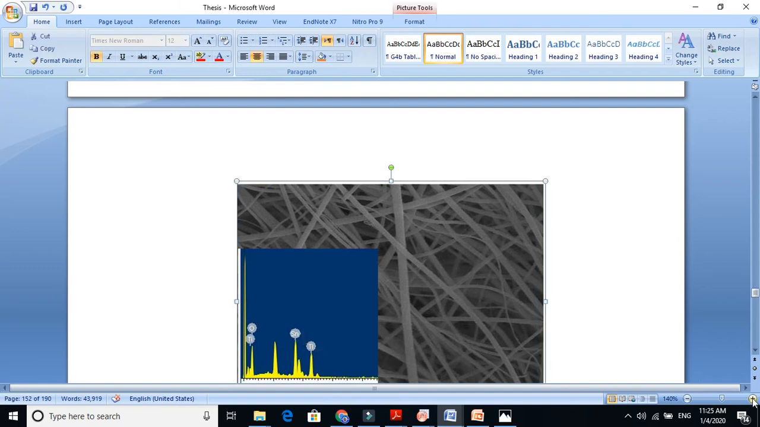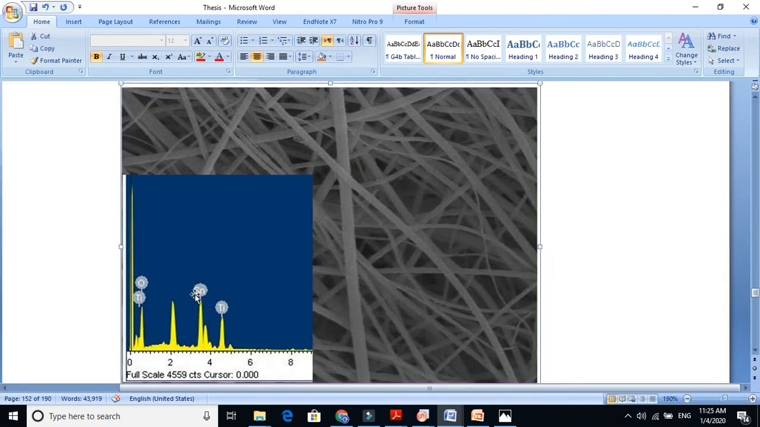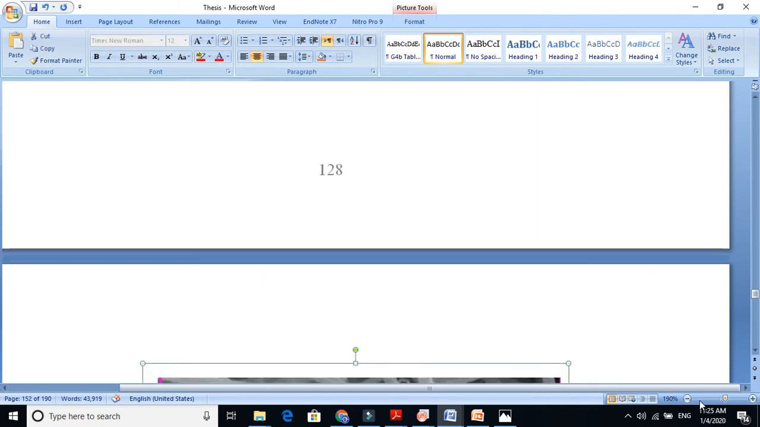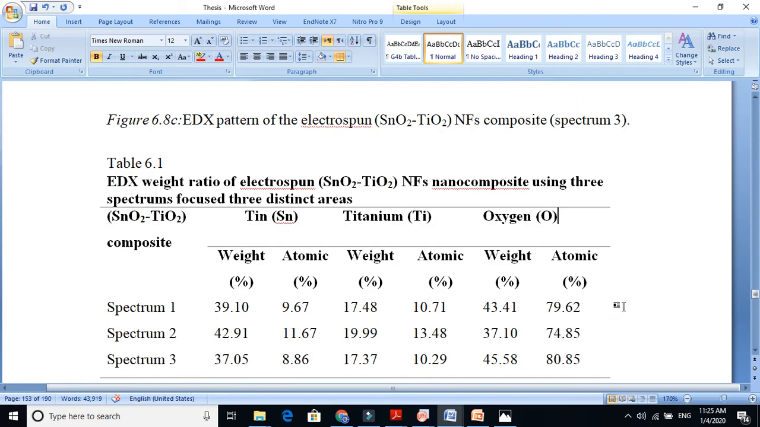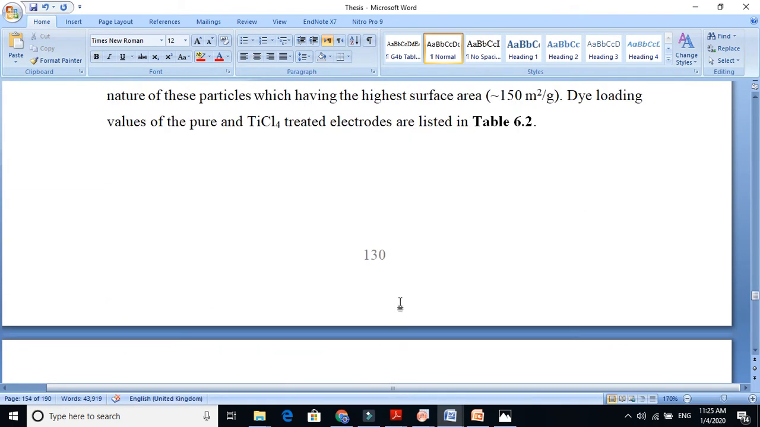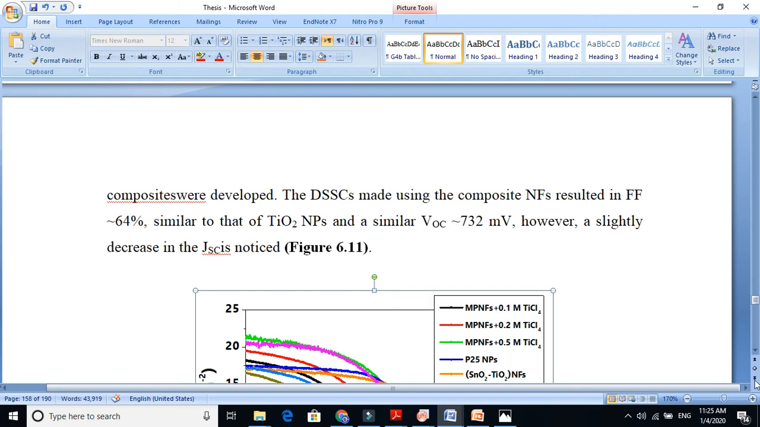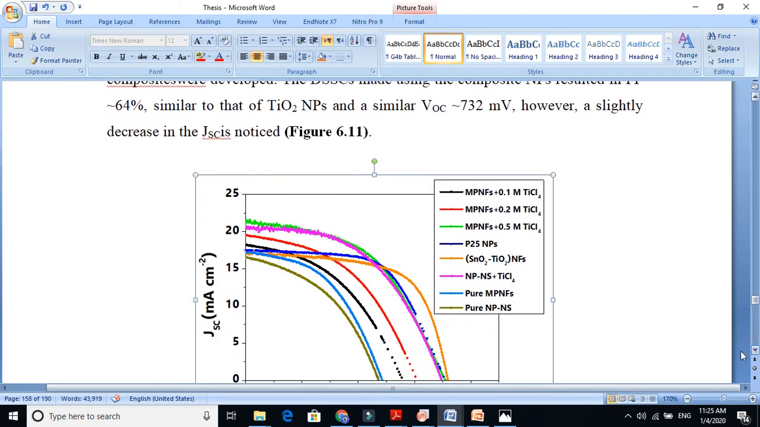EDX tells us that there is both tin and titania. It's very interesting. EDX will tell us how many elements your material is composed of. So EDX confirms that we made the composite material, and it is composed of both. And this is the weightage: the tin composition is this much, the titania is this, and oxygen is this. So you can see all are present here. And then we make the DSSC and we did the dye loading here. And finally, we measured the photovoltaic current-voltage of this composite.